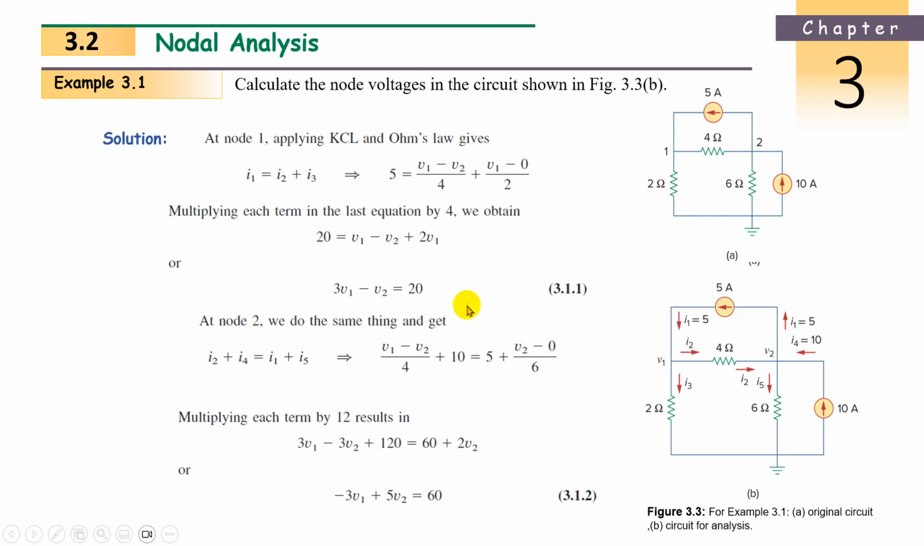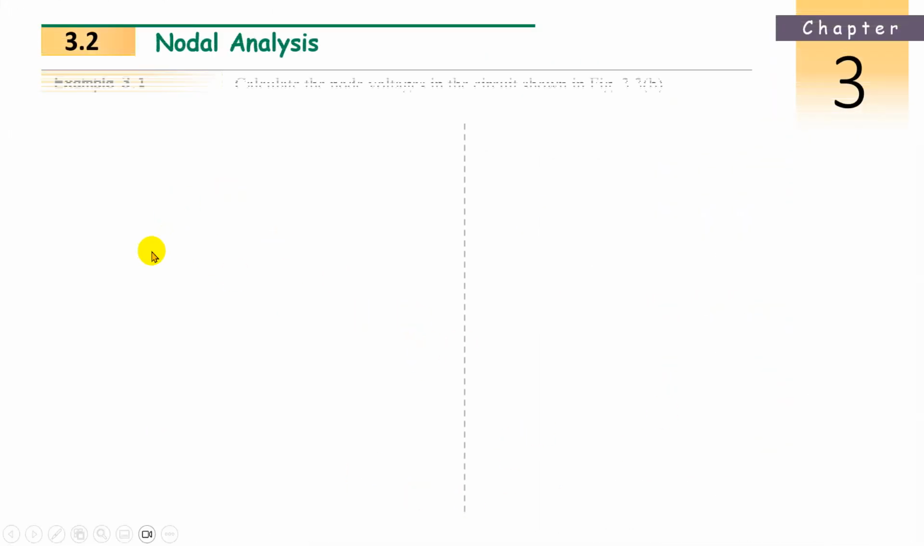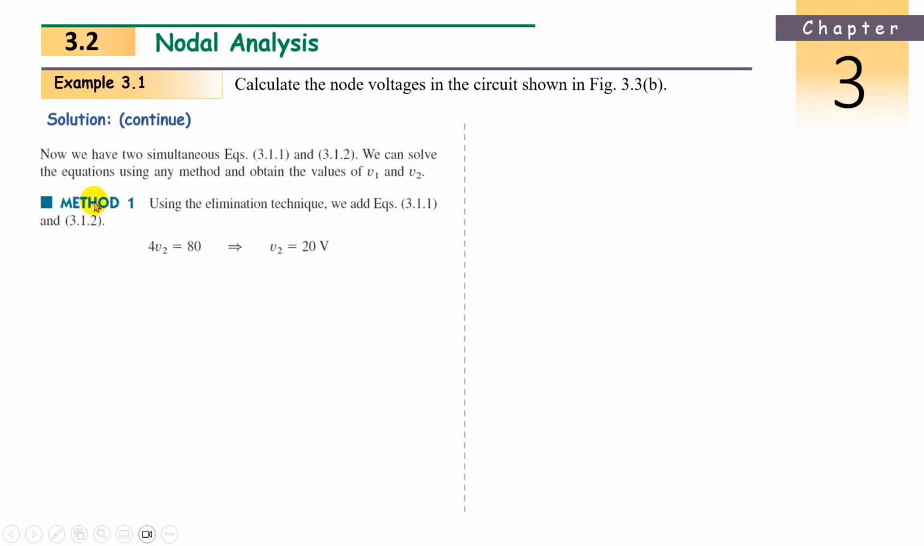Now, by the elimination technique. What is the elimination technique? Just put 3V1 is equal to 20 plus V2. Now V1 is equal to (20 plus V2) divided by 3. Substitute this in the other equation. Then you will get the V2 value. Once you get the V2 value, substitute back in this equation and you get the V1 value. That's called the elimination technique. Then we get V2 as 20, and V1 as 13.33 volts.